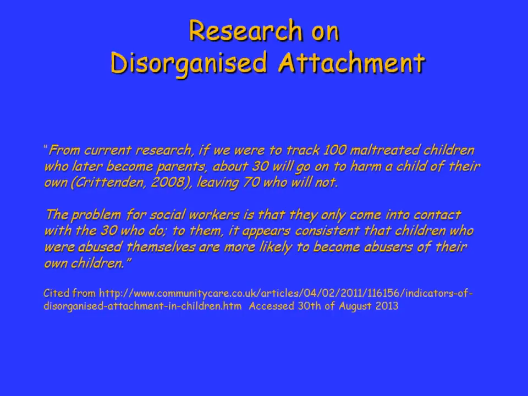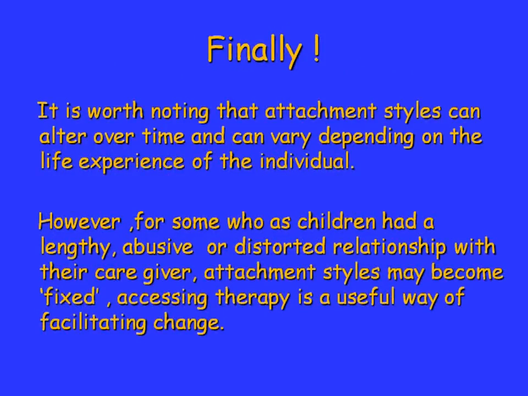Finally, it's worth noting that attachment styles can alter over time and can vary depending on the life experience of the individual. So the journey from childhood to adulthood is one of experience, and it's one of, hopefully, connection. So it's possible that even someone who's had a very difficult time as a child can find through experience and connecting with people that their attachment styles can vary and alter. And attachment styles are nuanced. Some people may have difficulty with some types of people and not others.